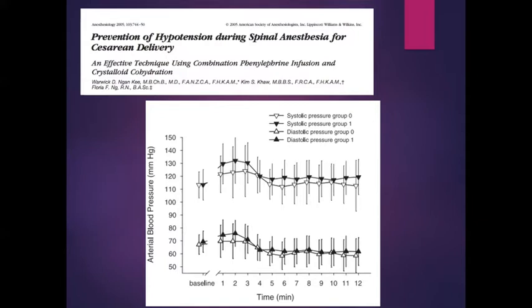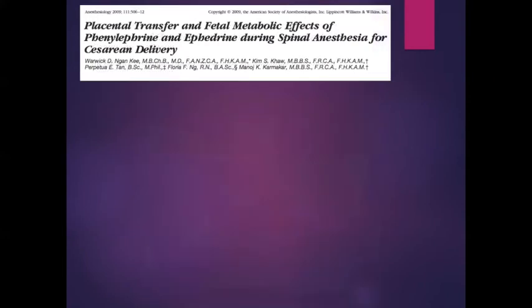However, despite this convincing data, phenylephrine's acceptance as the vasopressor of choice was still very slow. But several studies started coming out demonstrating that ephedrine was associated with depression of fetal acid-base status. So Dr. Nahnke looked at the fetal effects of phenylephrine and ephedrine and hypothesized that the mechanism underlying the depression of the fetal acid-base status was actually transfer of ephedrine across the placenta and stimulation of metabolism in the fetus.